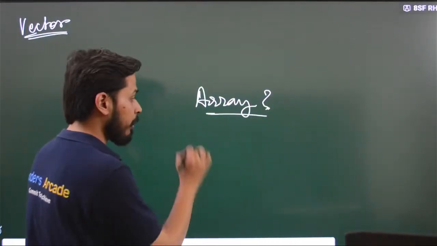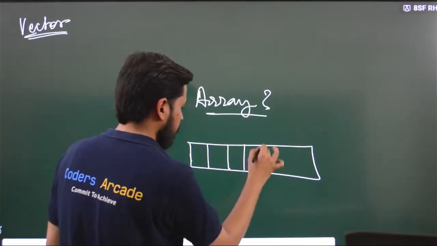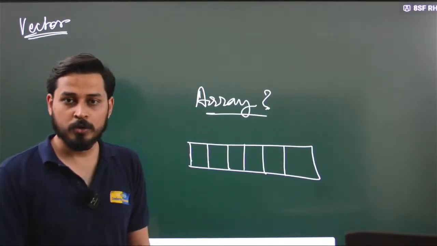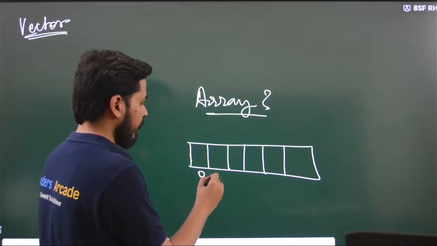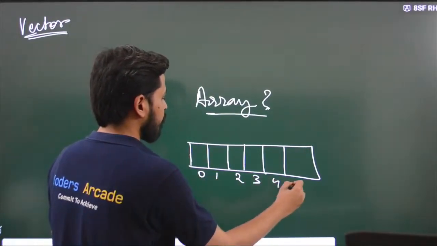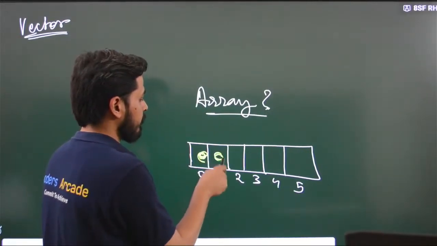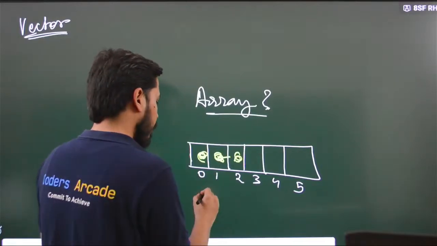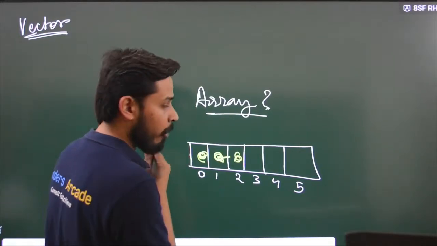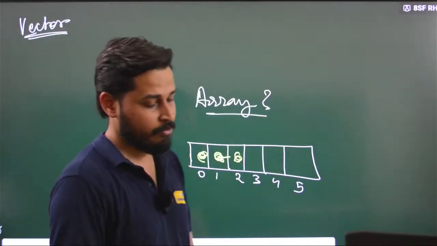Array looks somewhat like this, correct? Array somewhat looks like this, right? What is the problem? You see, arrays have indexes like this, where you can store some data into it, data like this, right? Now you have some pros and cons of arrays, because array is a very nice data structure.